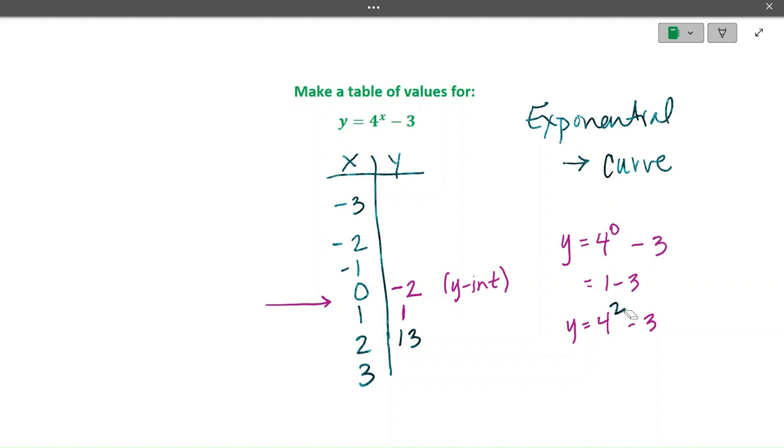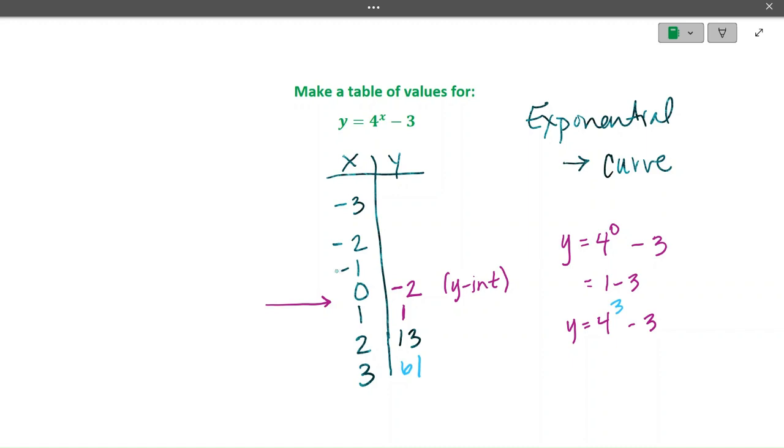I'm going to do the same thing. I'm going to replace this 2 with a 3. 4 cubed. So 4 times 4 is 16, times 4 is 64, minus 3 is 61. All right, so this grew really fast. I started with negative 2 at an x value of 0, and by the time x is 3, I'm already up to 61. So pretty steep incline.